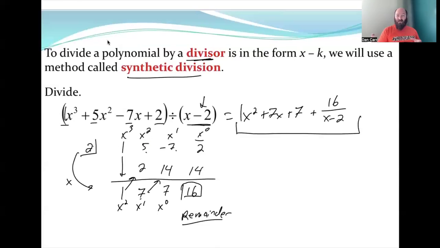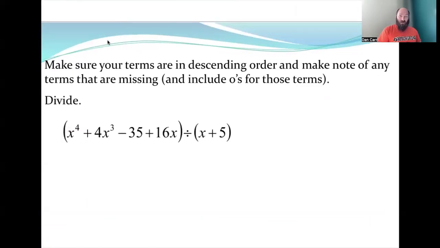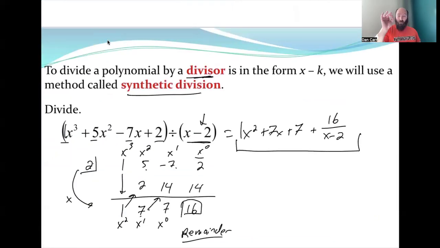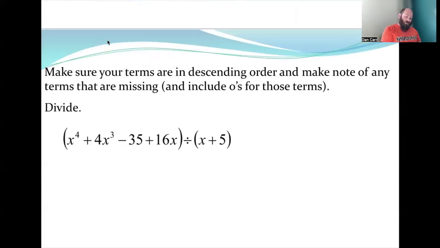So synthetic division might seem a little bit tricky, but it's just the same steps every time. So let's look at this one right here. Now notice when you write this out, well, this one was already in order. It went from x cubed, x squared, x first, and then there was no x. This one's not in order. So we want to make sure we do our terms in descending order, and then also make notes of anything that's missing.